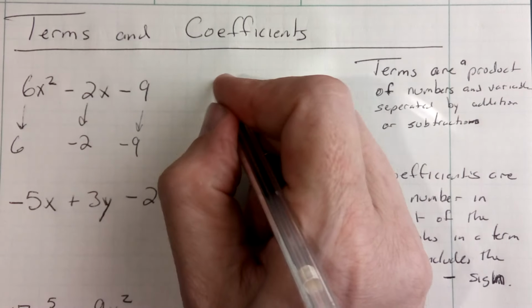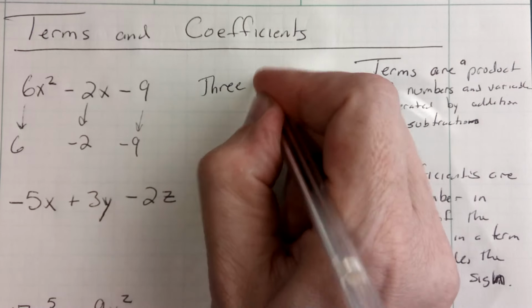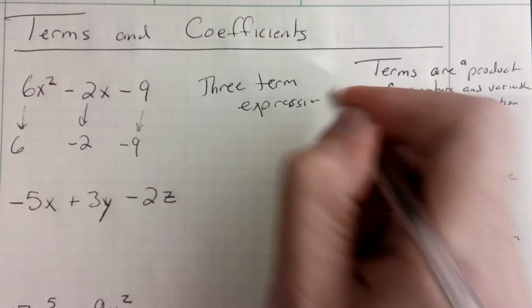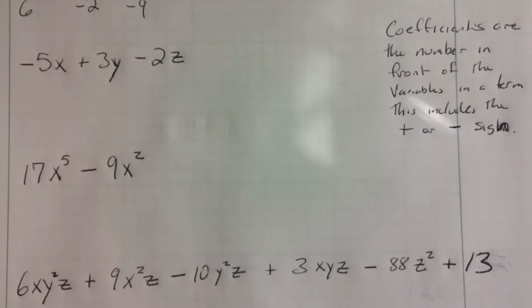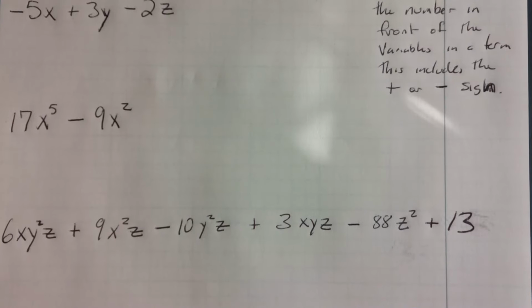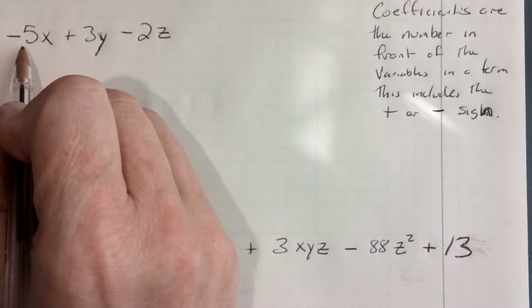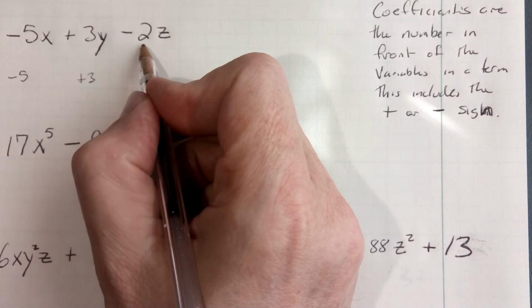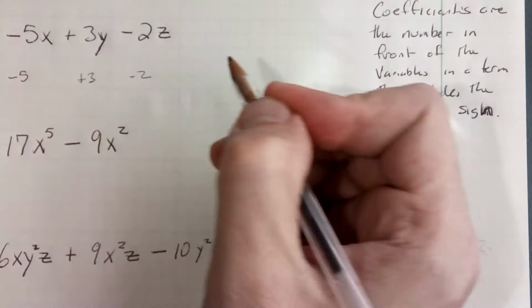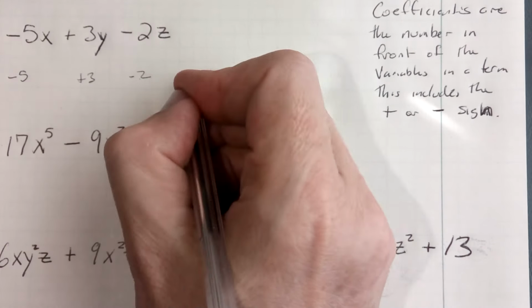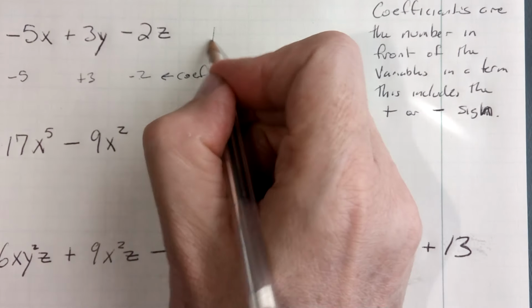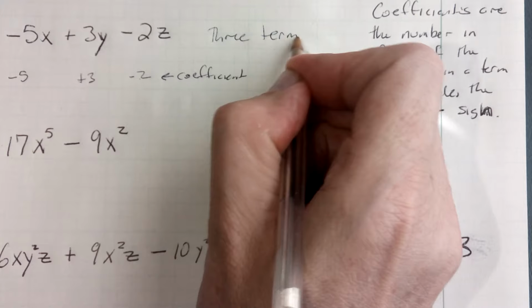And again, this was a 3-term expression. So as we move on to this second one here, again, this is also a 3-term expression. The coefficient of the first term is negative 5. The coefficient of the second term is a positive 3. And the coefficient of the third term is negative 2. Those are the coefficients of the respective terms. And this again was a 3-term expression.